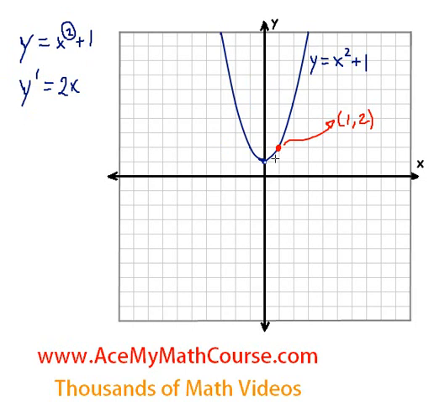But how can I determine the slope of the tangent line at (1, 2)? Well, x is 1 at this point, right? So I can just plug in that 1 right here for x. So y prime is going to be 2 times 1. So the derivative at point (1, 2) is just 2. Great.